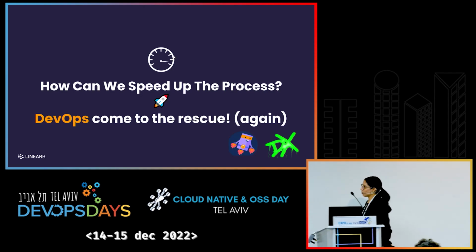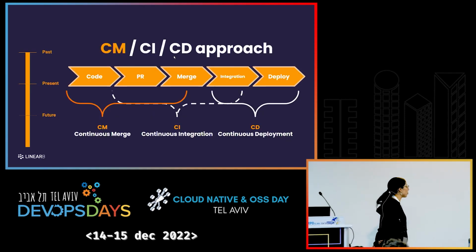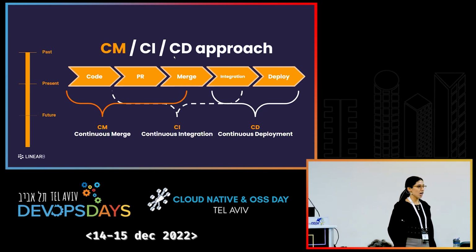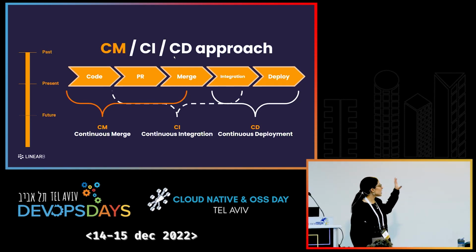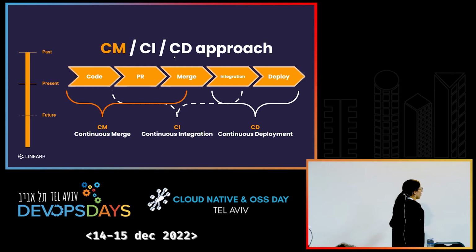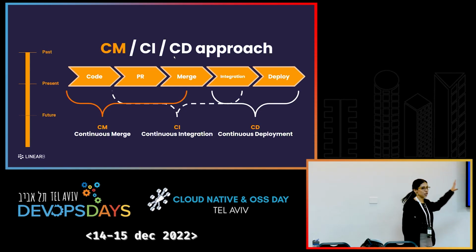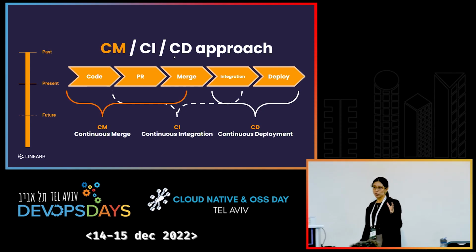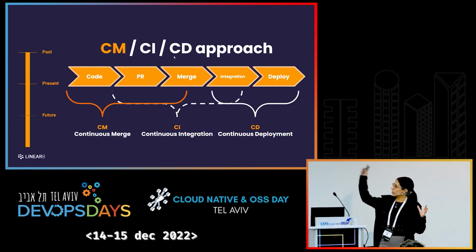So how can we speed up the process? We'll come to the rescue again. And today I'm going to present an idea, a new concept of continuous merge. Continuous merge is the final piece in the puzzle that will cover your whole process at once. It basically talks about an automated way to make this part faster. So we need to somehow cover this for the developer, and with that, we'll be able to cover the whole process.